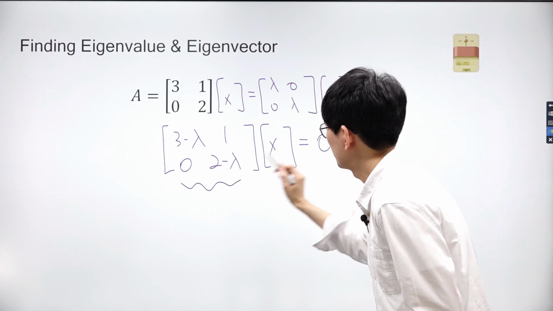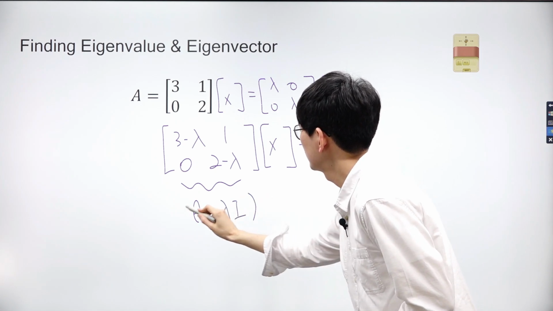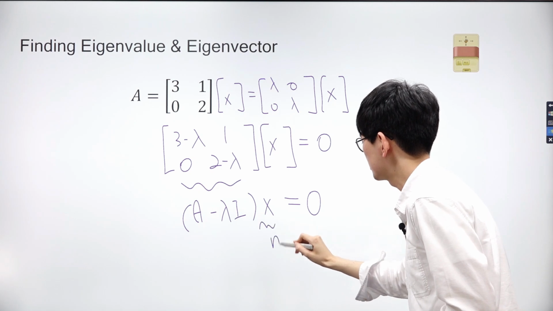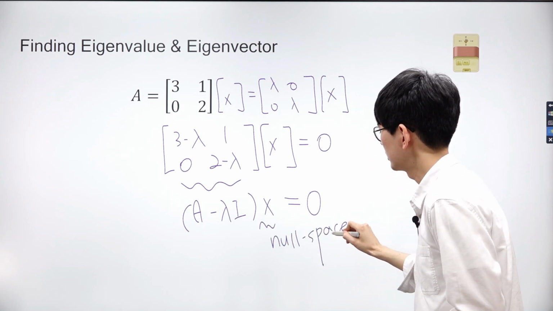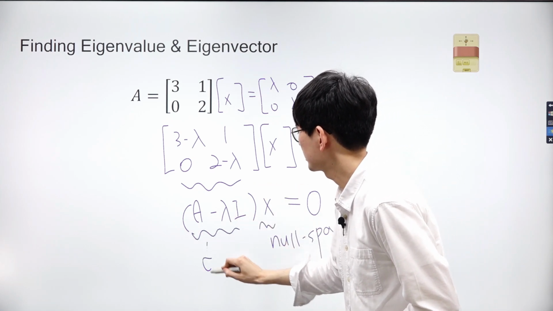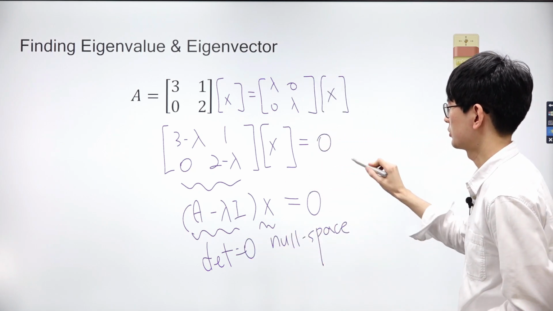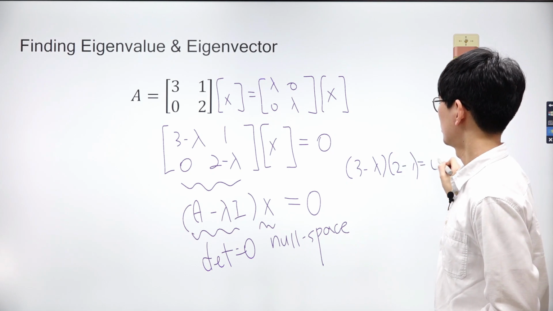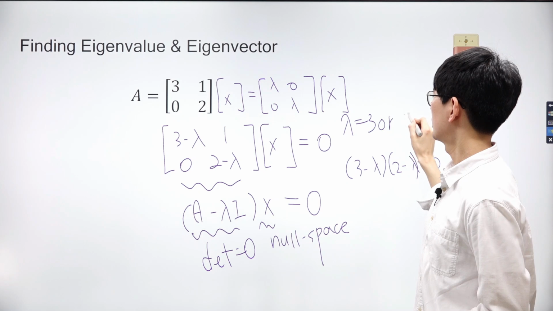This equation can be rewritten as (A minus lambda I) x equals 0. We're already familiar with this form. x is a vector that constructs a null space. Additionally, x exists only when the determinant of the matrix is 0. The determinant of the matrix can be expressed as (3 minus lambda) multiplied by (2 minus lambda) equals 0. Thus, lambda is either 3 or 2.